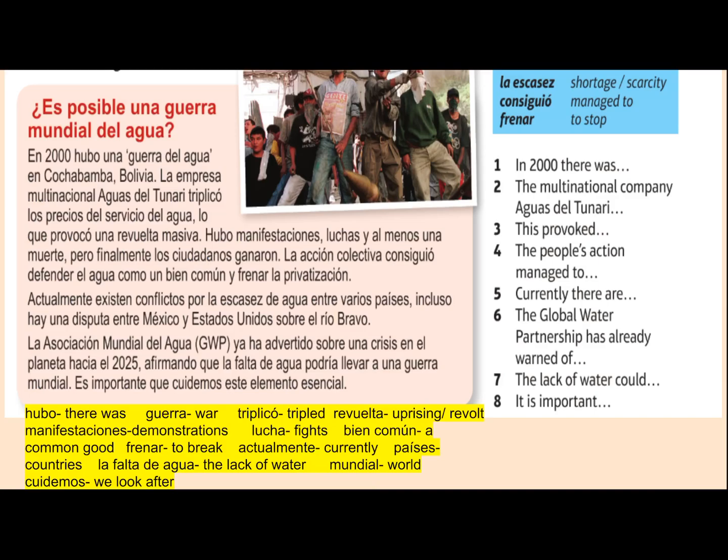Okay, your next slide, we've got this text on the left. ¿Es posible una guerra mundial del agua? So is it possible a war on water? You need to have a go at answering 1 to 8 from reading the text. And at the bottom, I've put some vocab to help you. Pause the video here and have a go.